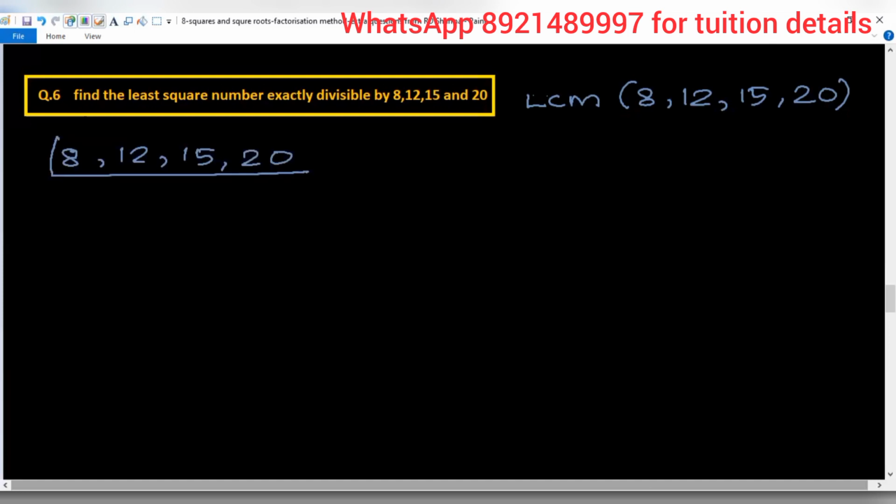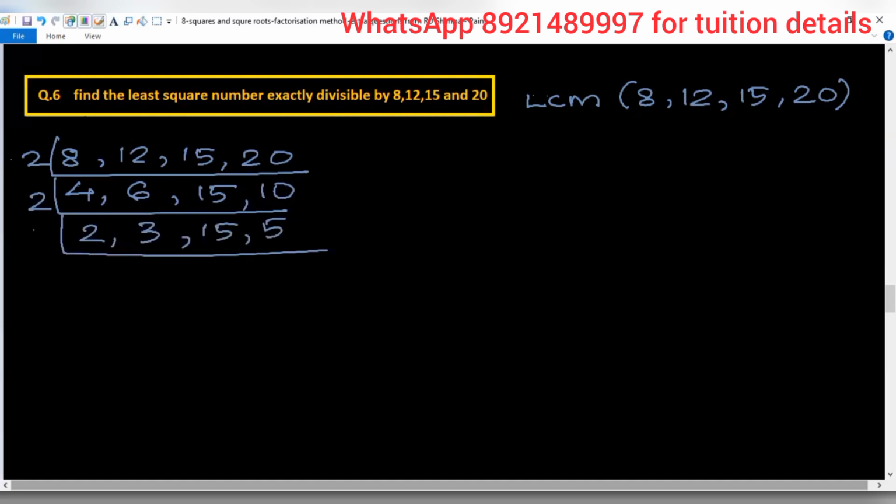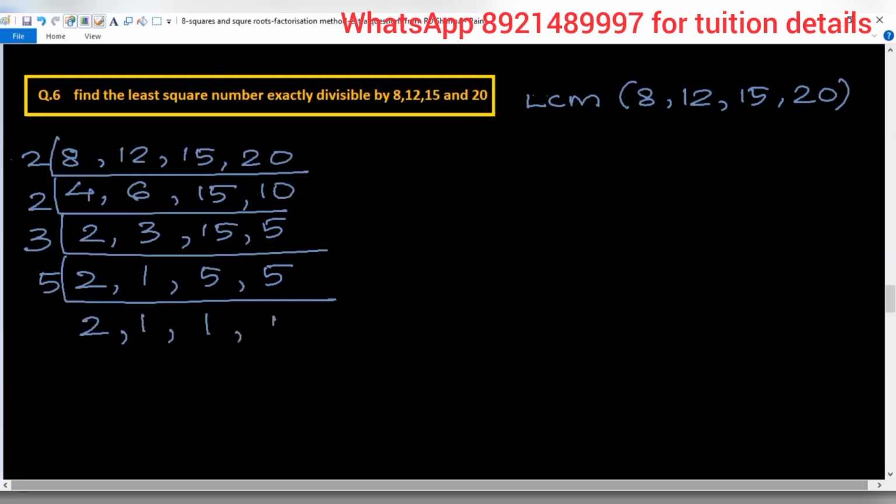In order to get the LCM, we will divide by 2. Here we will get 4, 6, 15 is not divisible by 2, and here 10. Again, we can divide by 2, here 2, 3, 15 and 5. Again, we can divide by 3; 2 is not divisible, 3 once, in 15, 5 times, 5 is also not divisible. Again, we can divide by 5, because 2 5s are there. So here we will get 2, because 2 is not divisible by 5, we will write it as it is. 1. Then when 5 is divided, we will get 1, 1.